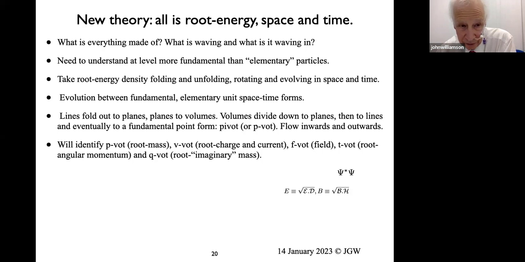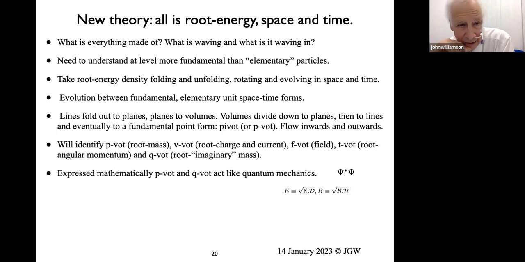So we're going to identify pvot, that's root mass, vvot, root charge and current, fvot for the field, tvot for the spin, and qvot is the root imaginary mass. Let's keep going here. Expressed mathematically, pvot and qvot act just like quantum mechanics, so that's why we've got the psi star psi here, and field root energy, fvot, acts like the electromagnetic field, half epsilon E squared, half epsilon B squared.